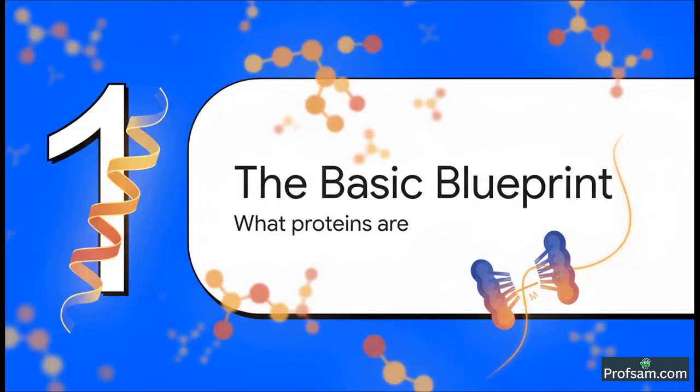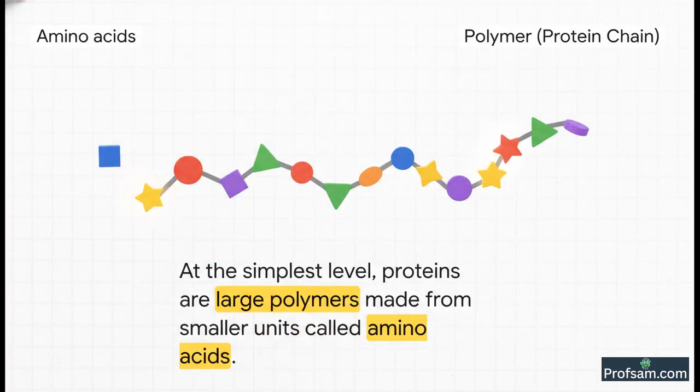Okay, so to understand all this, we have to start at the very basic level. Let us first understand what a protein is, its basic blueprint. Now, please do not get intimidated by these technical terms. At its simplest level, a protein is just a large polymer. Think of it like a long chain, like a necklace made of many beads. These individual beads are what we call amino acids.